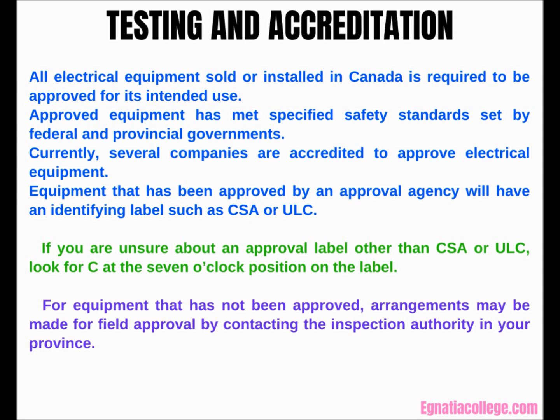If you are unsure about an approval label other than CSA or ULC, look for C at the 7 o'clock position on the label. For equipment that has not been approved, arrangements may be made for field approval by contacting the inspection authority in your province.